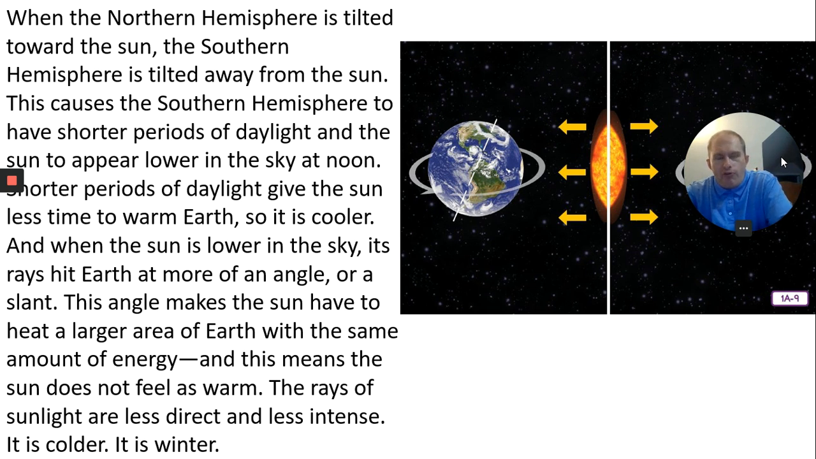When the northern hemisphere is tilted toward the sun, the southern hemisphere is tilted away from the sun. This causes the southern hemisphere to have shorter periods of daylight and the sun to appear lower.